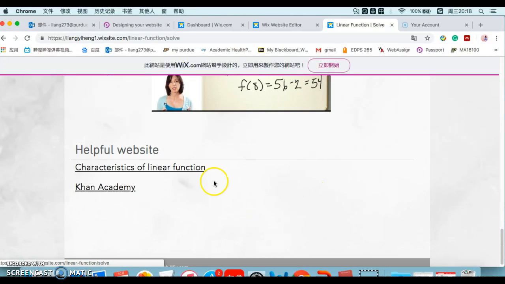And in the end, there are some helpful websites. By using these websites, learners can find something helpful for them and more specific things about linear function.